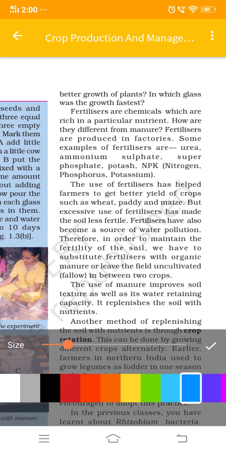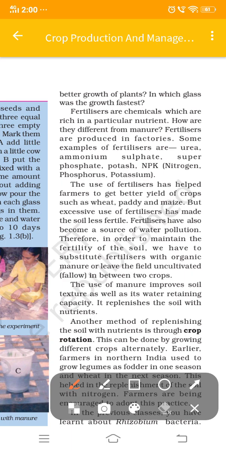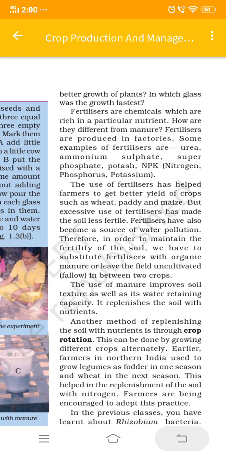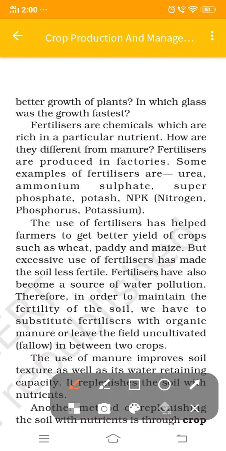See now. Fertilizers are chemicals which are rich in a particular nutrient. How are they different from manure? Now we might be thinking fertilizers and manures are the same, but no, not at all. They both are different from each other. Now see. How are they different from each other?